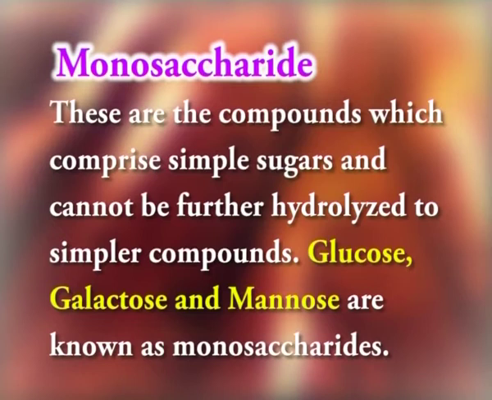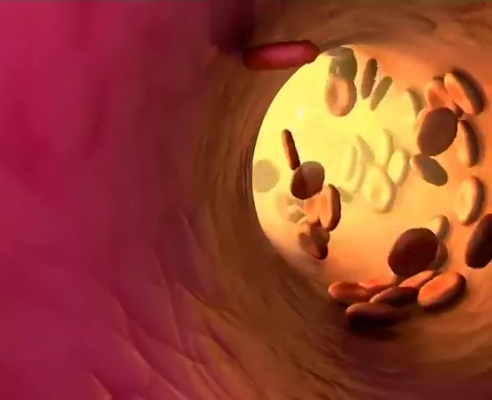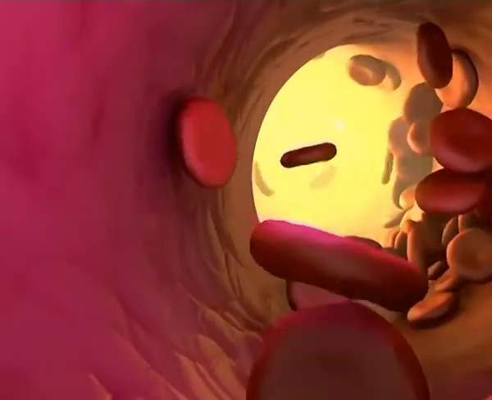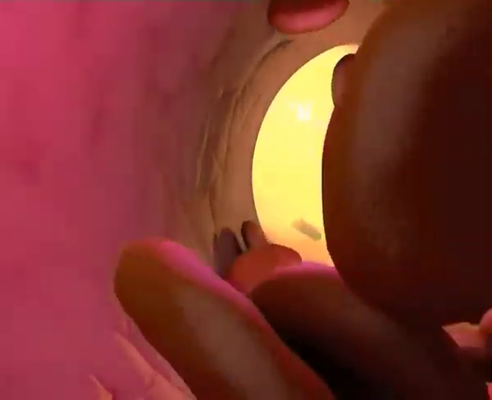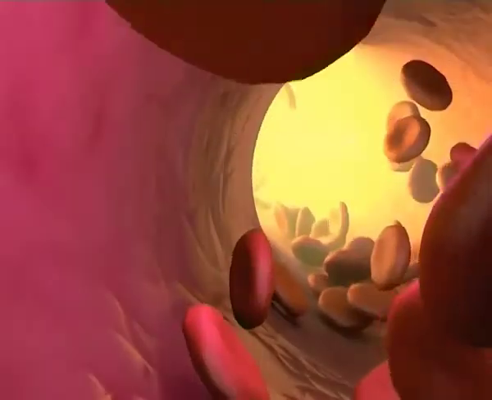Monosaccharides. These are the compounds which comprise simple sugars and cannot be further hydrolyzed to simpler compounds. Glucose, galactose and mannose are known as monosaccharides. Glucose is also referred to as dextrose. Glucose is the end product obtained after the digestion of disaccharide and polysaccharide. Glucose circulates in the blood and gets utilized by various cells in the body for energy.